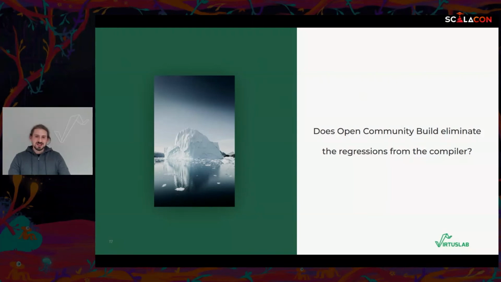Anyway, we come very close to the end of this talk, and there's of course one question that we need to ask: does Open Community Build eliminate the regressions from the compiler? As you can guess by this iceberg on the left, no, it's not yet eliminating ultimately all the regressions from the compiler. However, it helps with it a lot. As I showed you a bit earlier, 20 regressions just on the first run.